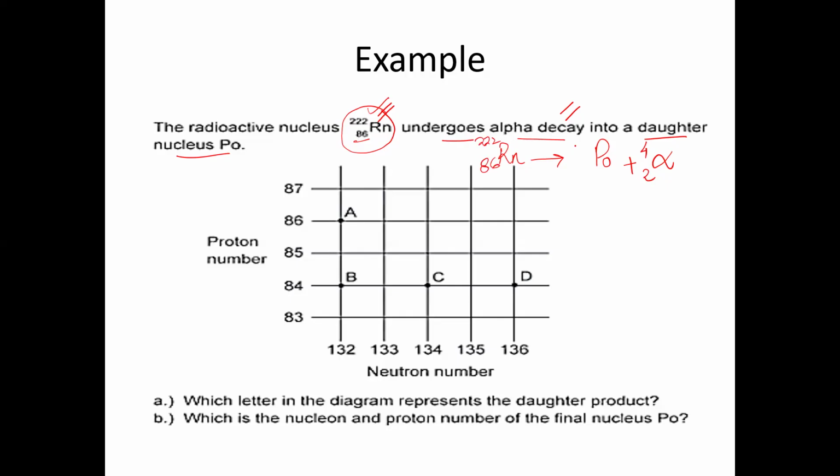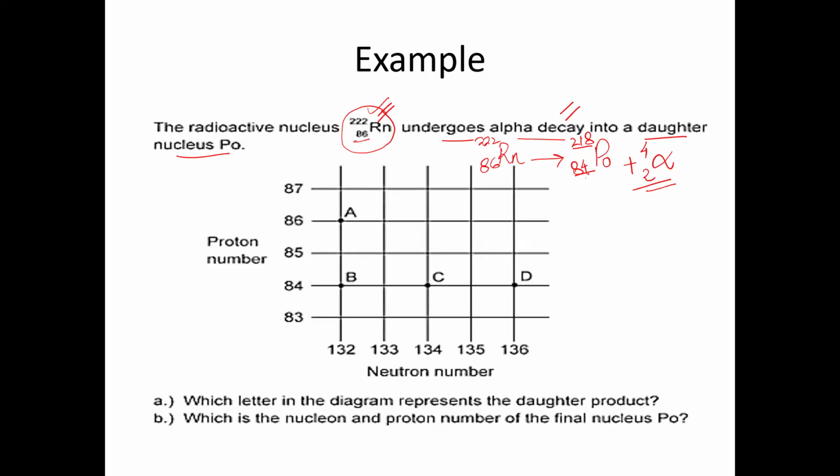So guys, can you let me know what will be at the top as the nucleon number and at the bottom as the proton number? Yes, can anyone tell me? What is going to be at the top of PO and at the bottom of PO when an alpha particle is being given out? Yes, you're right, there is going to be 218 at the top and 84 at the bottom.